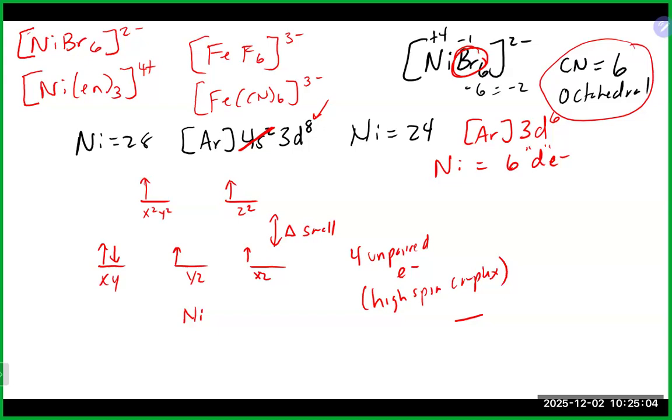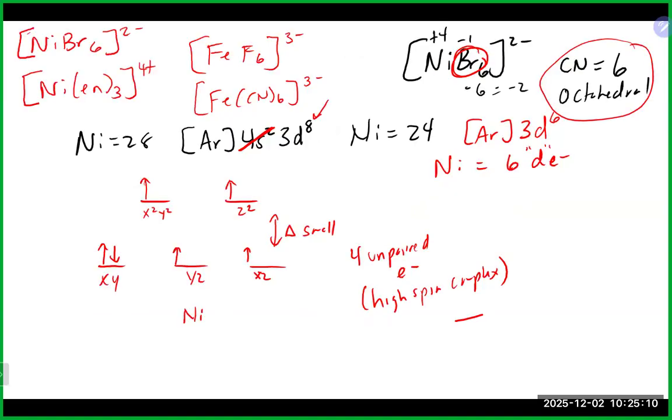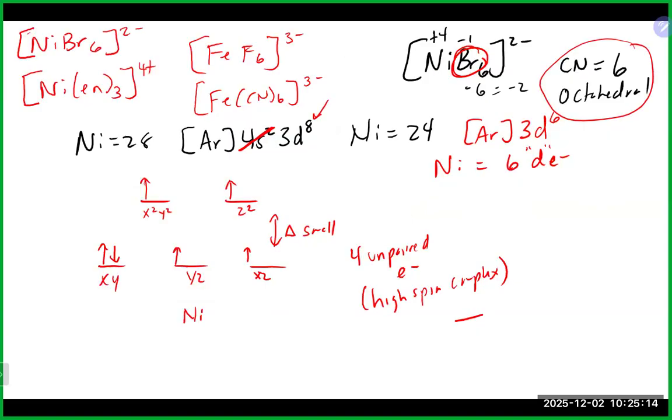Questions on that there? All right. So why don't you do these two? Why don't you draw the crystal field splitting, decide how many unpaired electrons it has. Obviously individually.